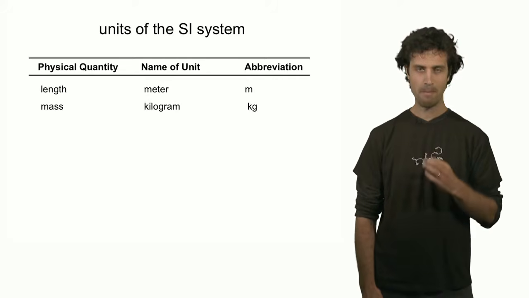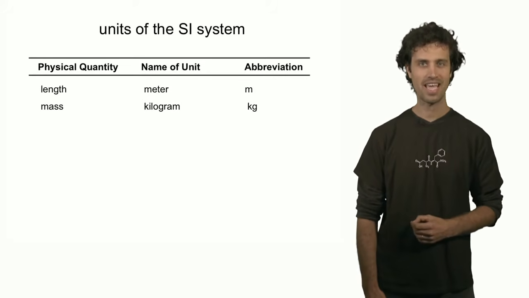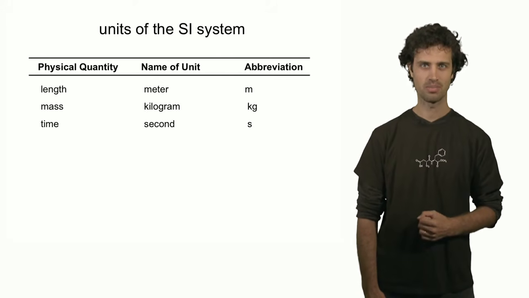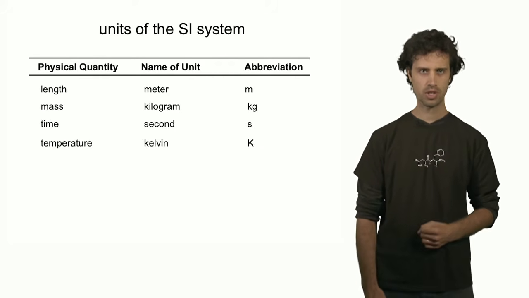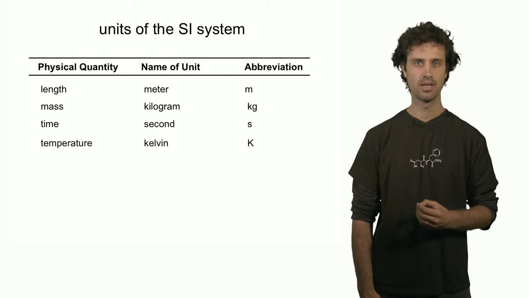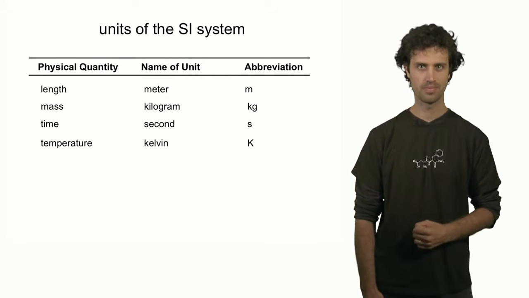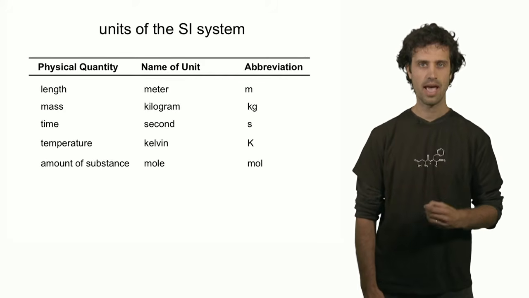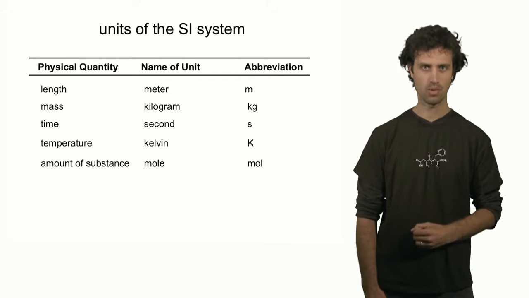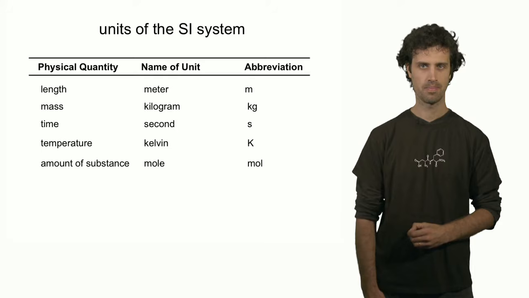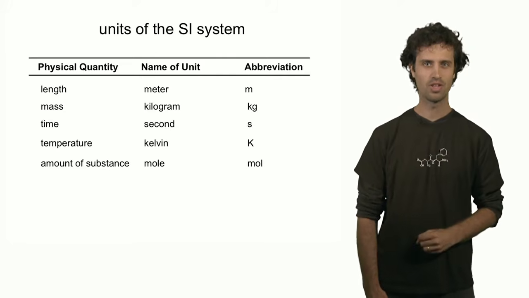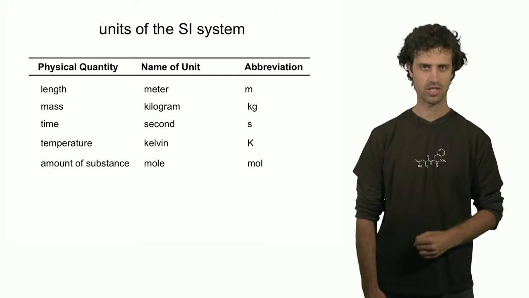The unit for mass is a kilogram, abbreviation kg. The unit for time is the second in the SI system, and the abbreviation is the letter s. The unit for temperature in the SI system is Kelvin, with a capital K as the abbreviation. And finally, the amount of substance, a very important quantity in chemistry, has the unit mole in the SI system, or mol for short. Now in this segment, we will focus on the first four quantities, and we will leave the mole, the amount of substance, for a later segment.